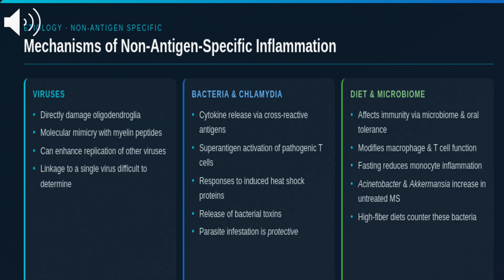One protective counterpoint, parasite infestation, appears to be protective against MS, a finding we'll explore in more depth in the epidemiology section. Diet affects immunity through both its direct effects on the gut microbiome and by modulating immune cell function directly. Fasting reduces monocyte number and inflammatory activity in animal models.